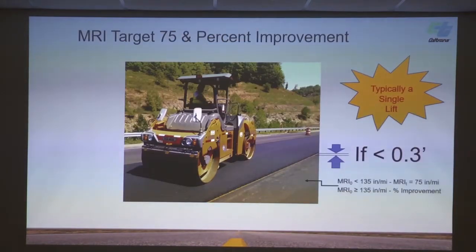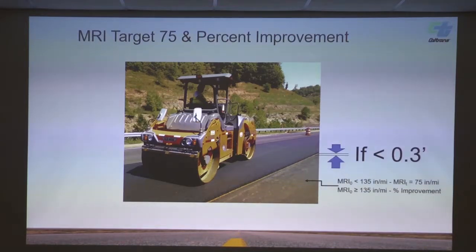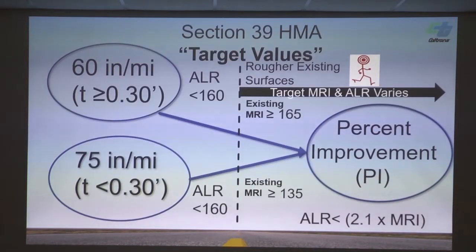Can you go back one? The ALR also is... oh yeah, I forgot to cover ALRs. So in the past, we had the ALR requirement. That was the localized roughness requirement. That's the requirement for if it was a must grind. If we had an ALR that was over 160, we say you've got to fix that bump. It's an isolated bump, you've got to fix it.